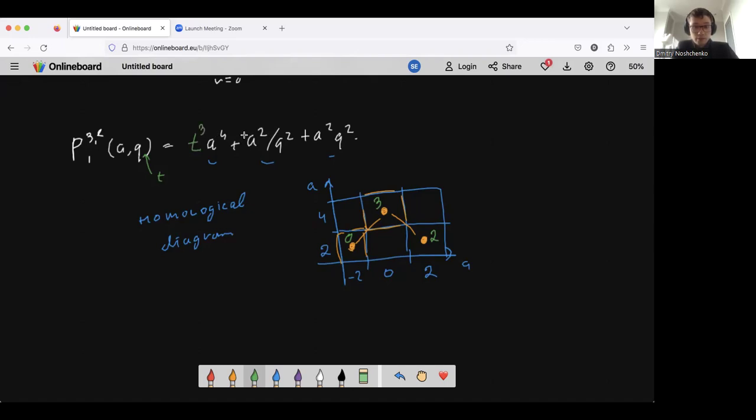So here I put t to the power 0, and here I put t squared. I'll just leave it like that. And when t goes to minus 1, one recovers just the usual HOMFLY-PT polynomial, which you can also compute from the skein relation.